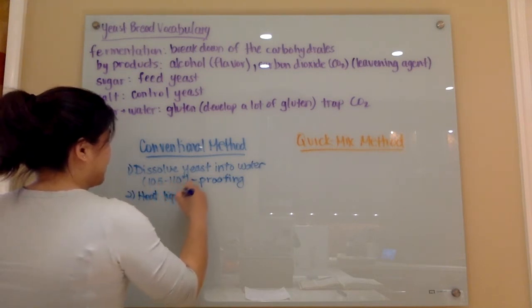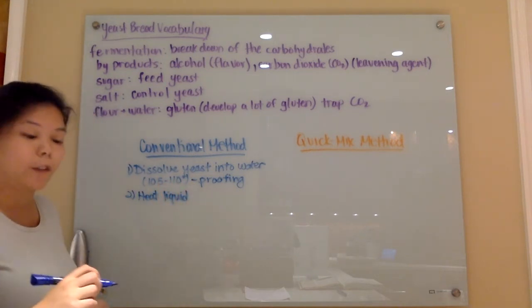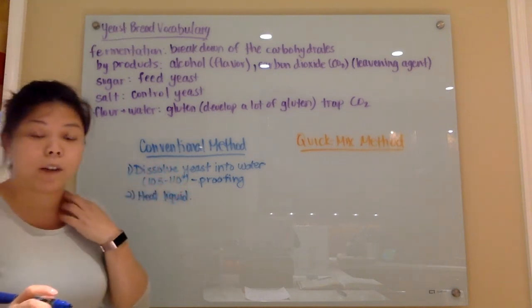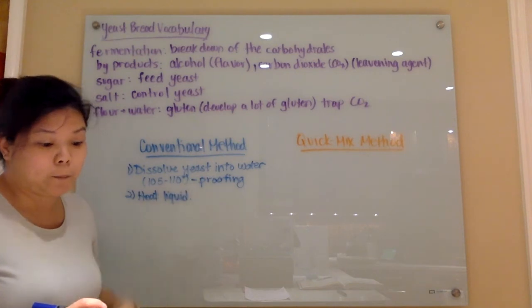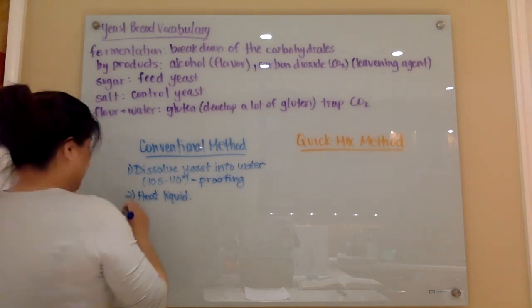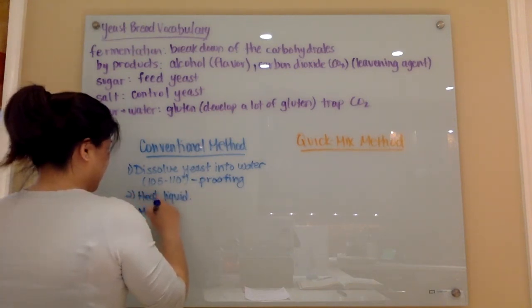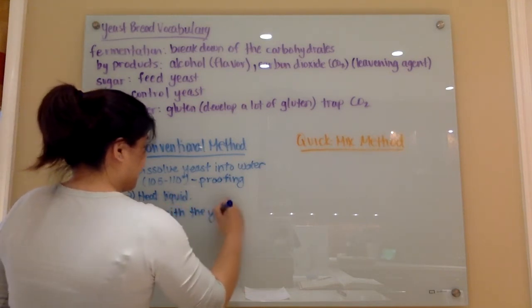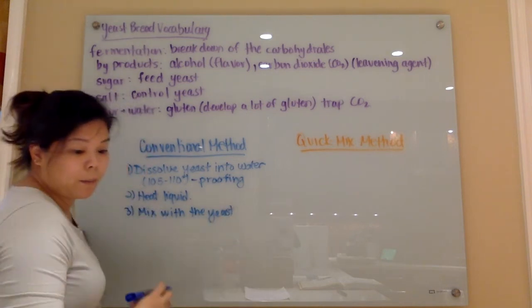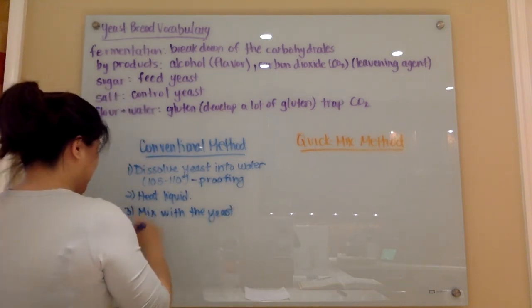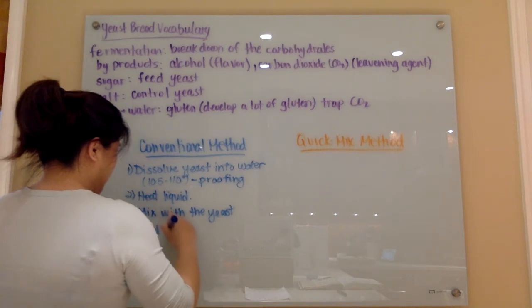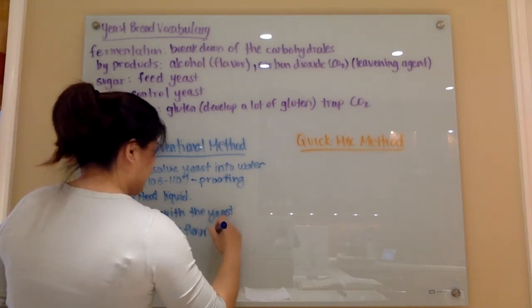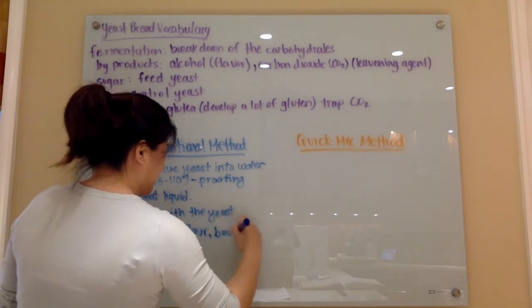So maybe it might be egg, butter, milk, whatever, and then I'm going to add it in with my dissolved yeast, my proofed yeast. And then I'm going to, like I just said, mix it with the yeast. And once that's all together, the last thing I need to do is add the flour. And this is going to be based on the recipe.